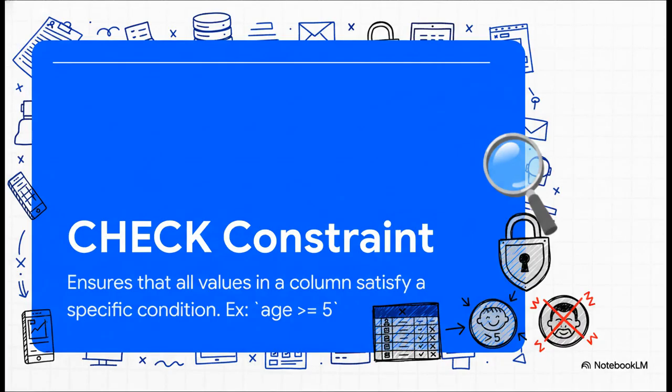But what if you need a custom rule, something specific to your business? That is exactly what check constraints are for. You can literally define a rule like the age must be greater than or equal to 5, and the database itself will reject any data that breaks that rule. It's a super simple but really powerful way to enforce common sense at the most basic level.